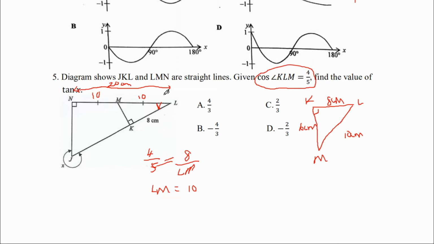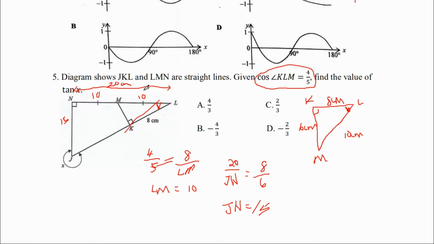Okay, so since they share the same angle, this angle is the same, this angle is this one. So this big triangle and this small triangle share the same angle here. That means they are similar triangles. So we just use ratio to find the value of JN. So this is 20 cm over JN, equals this one, 8 cm over 6 cm. So JN equals 20 times 6 over 8, 15. So JN equals 15 cm.